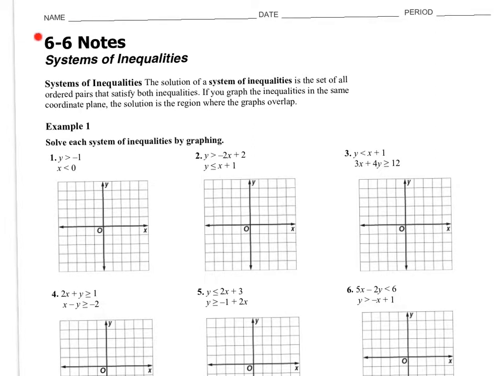All right, we're going to be working on lesson 6.6, systems of inequalities. So in the last lesson, we worked at just how to graph one inequality. And now we're going to work on graphing a system. And remember, system just means more than one. So in this case, we're going to be graphing two inequalities on the same grid. And the purpose is just to figure out where do they overlap.